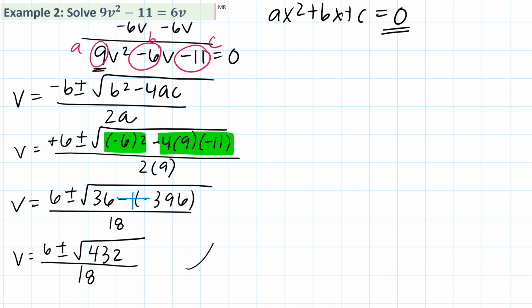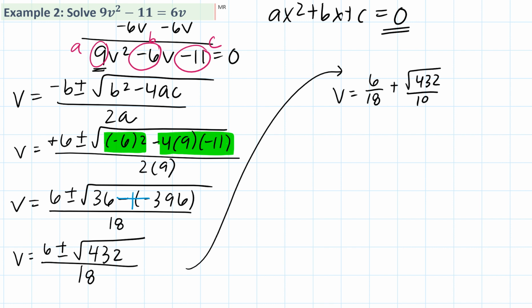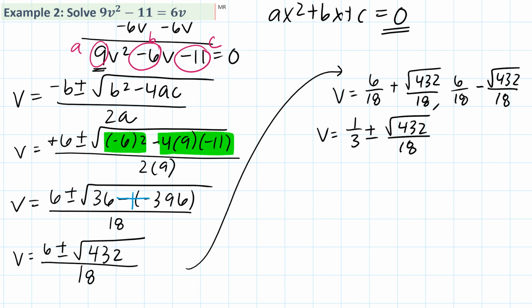I'm going to split it apart. So I have v equals 6 over 18 plus root 432 over 18 and 6 over 18 minus square root of 432 over 18. You've probably noticed 6 over 18 is a third. So you have 1/3 plus or minus the square root of 432 over 18. This is a fully accurate answer. You're welcome to stop here.